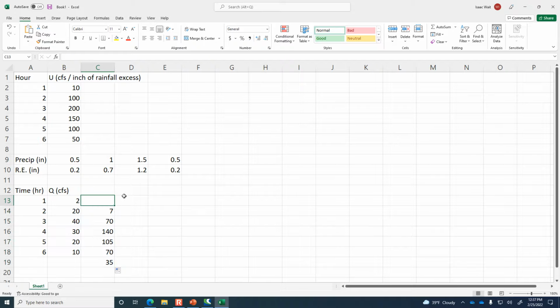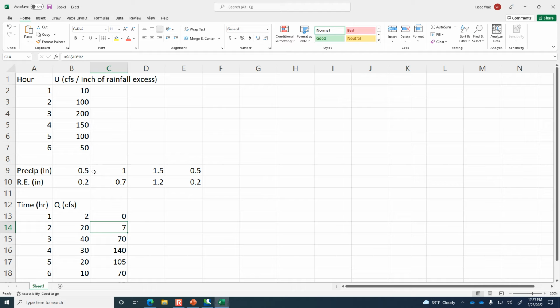But I've delayed it by an hour because during the first hour, this 0.7 of an inch of rainfall excess doesn't have any effect because it hasn't fallen yet. So we just put 0 because that's the contributing effect of the second hour of rain during the first hour. So it's 0 because it hasn't happened yet, and then you just basically stagger the effect by an hour.